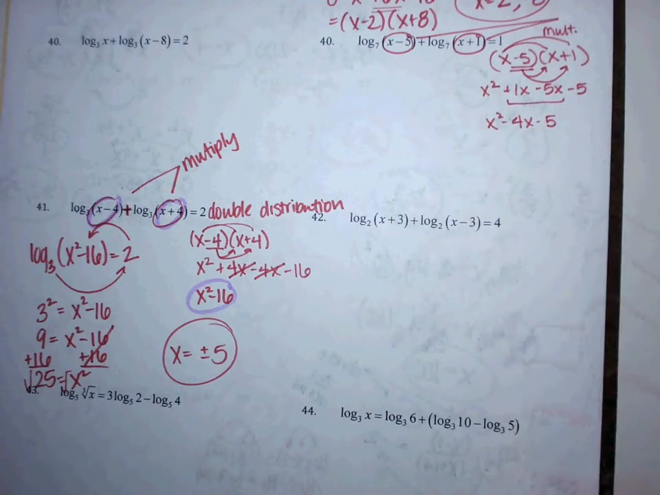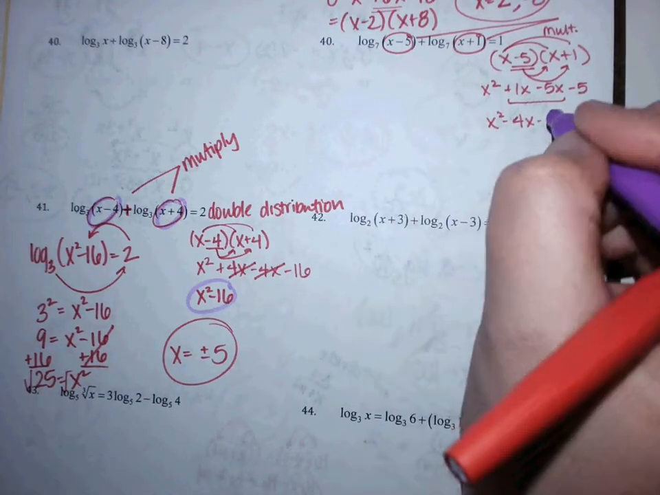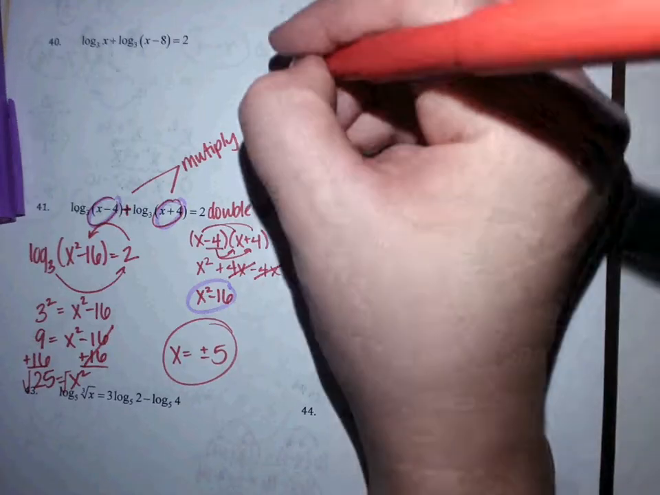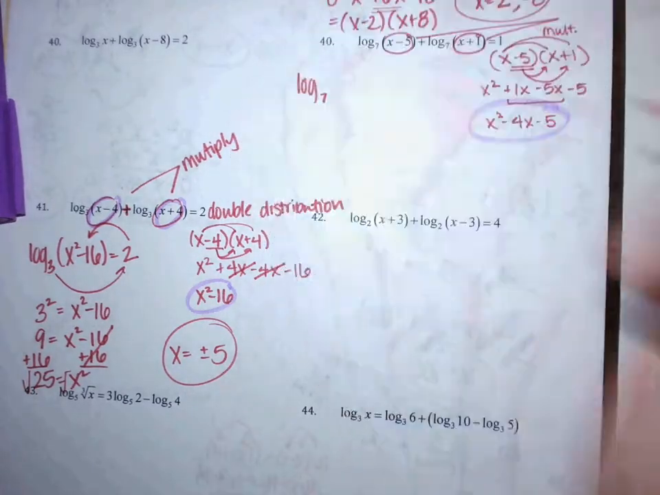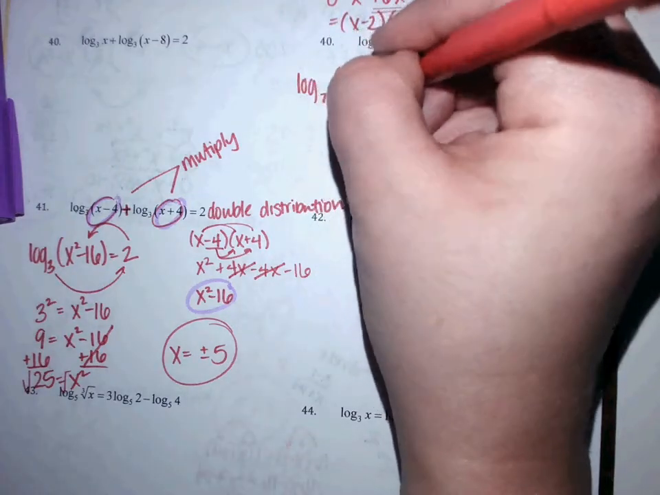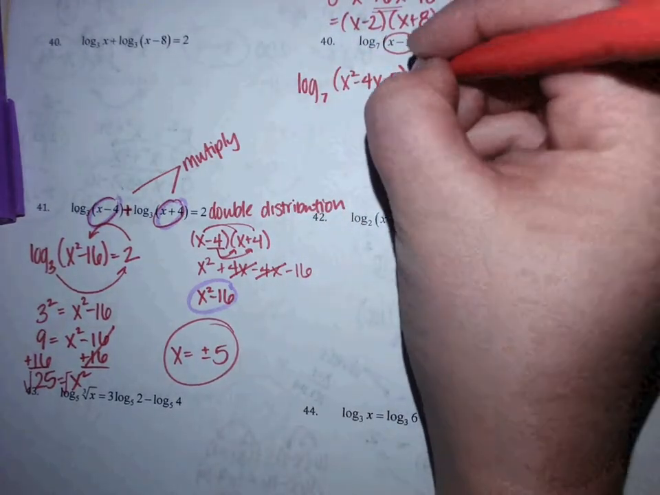And then I'm going to take that, my simplified expression, and I'm going to take my 2 separate logs and combine them together to be in the same log. So I'll have log little 7 of x squared minus 4x minus 5. And then I'm going to set that equal to 1.